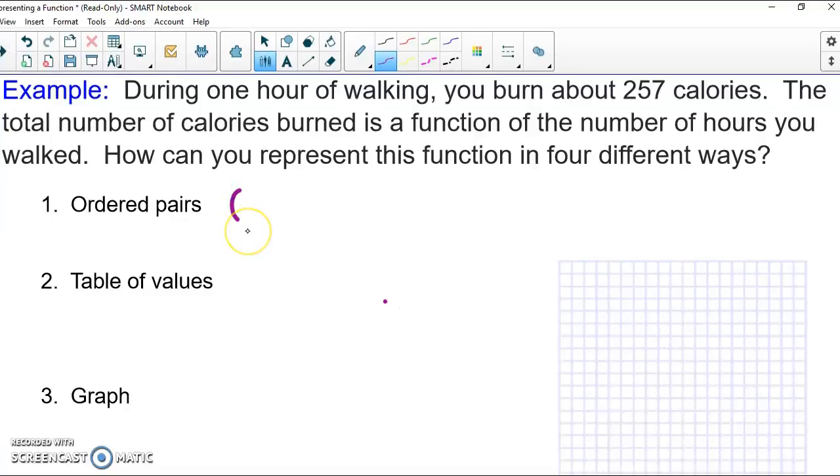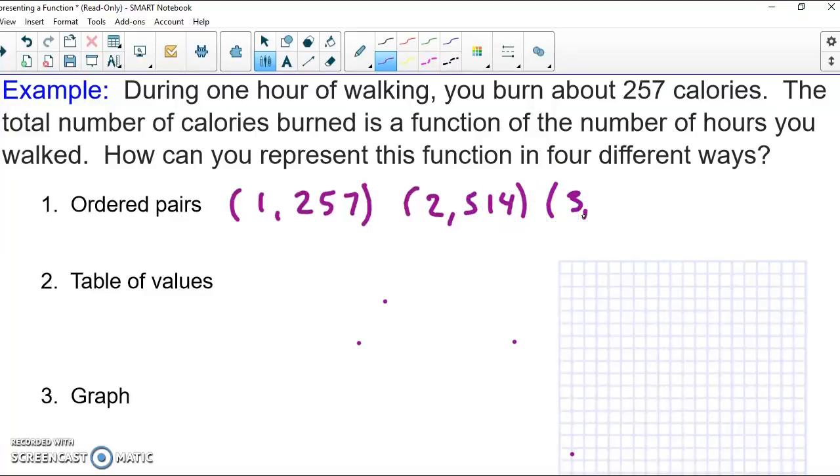I know that in 1 hour of walking, I can burn 257 calories. So my first point is (1, 257). So if that is my unit rate, I can burn 257 calories per hour, then in 2 hours, I could burn twice that many. So I need to double 257, which is 514.